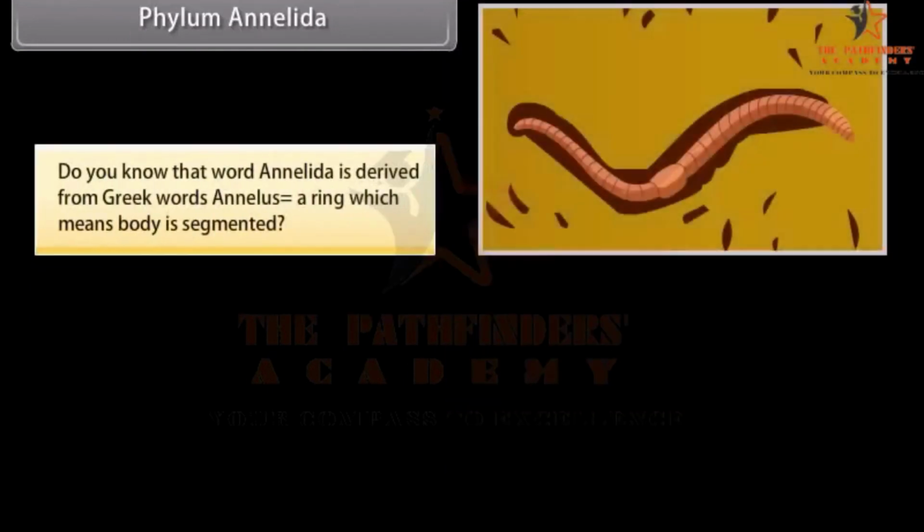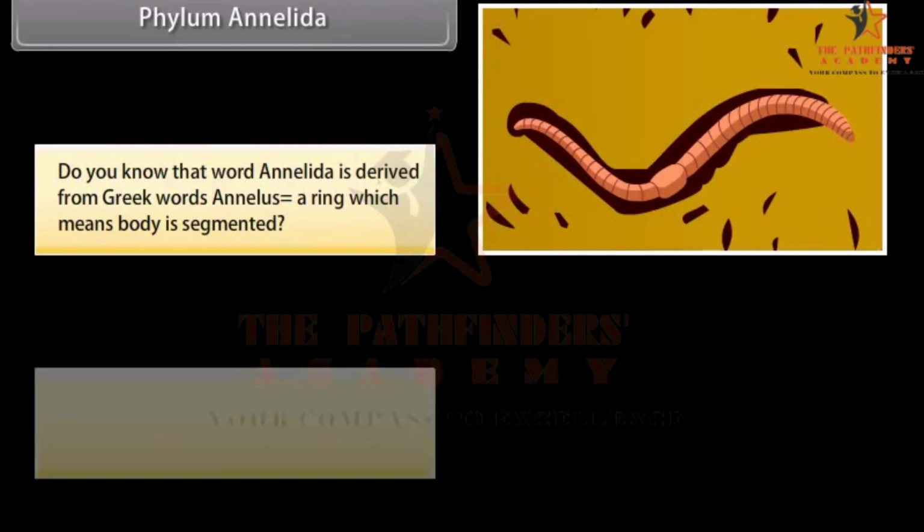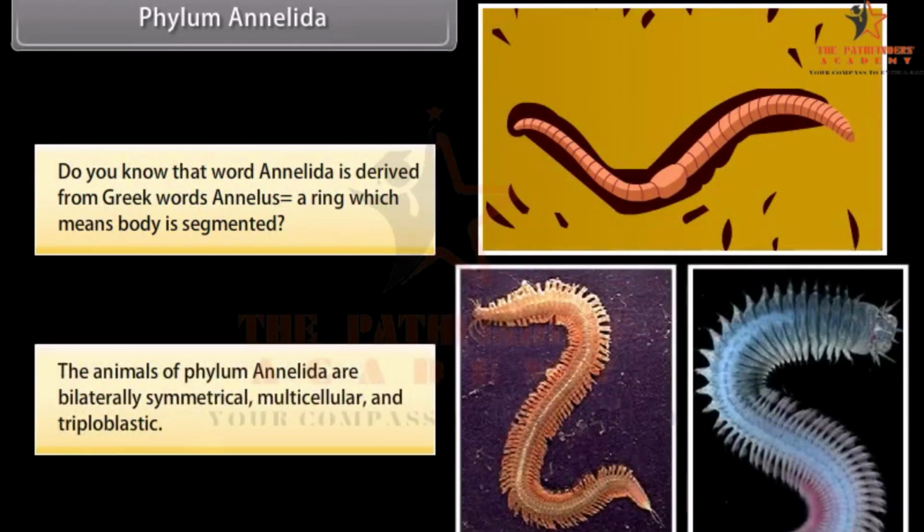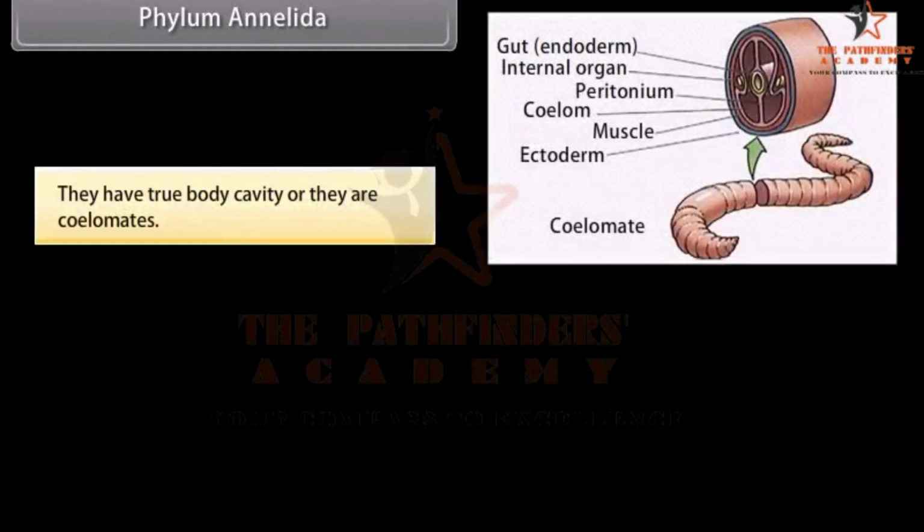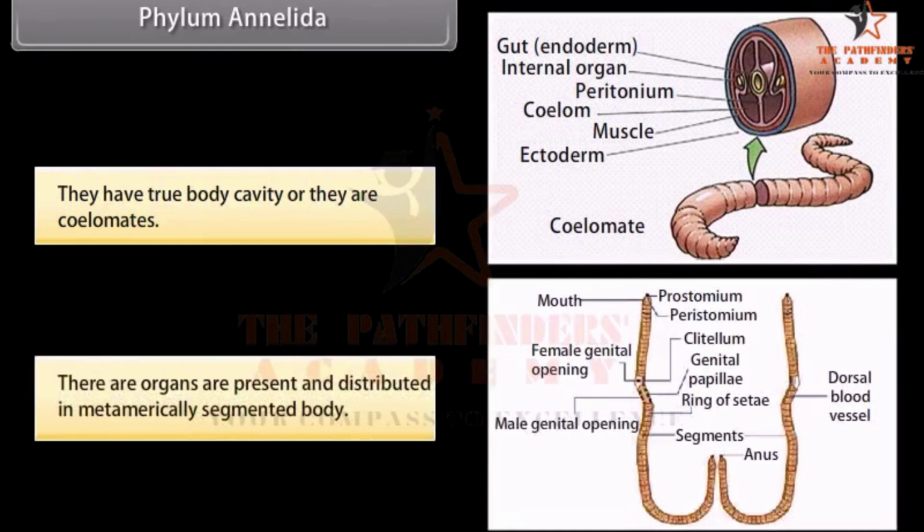Phylum Annelida. Do you know that the word Annelida is derived from Greek word annelus, a ring, which means body is segmented? The animals of phylum Annelida are bilaterally symmetrical, multicellular, and triploblastic. They have a true body cavity, or they are coelomates. Organs are present and distributed in a metamerically segmented body.